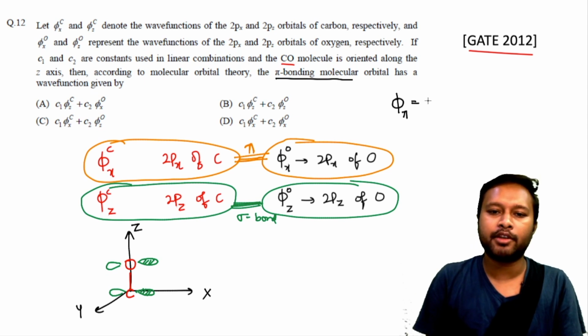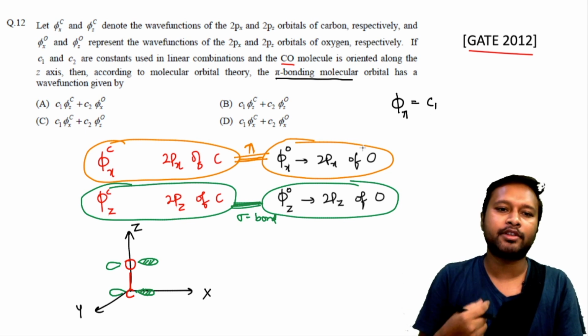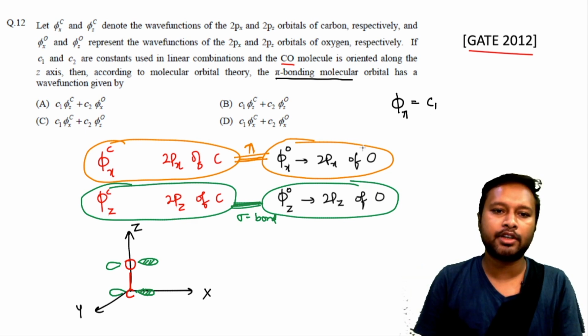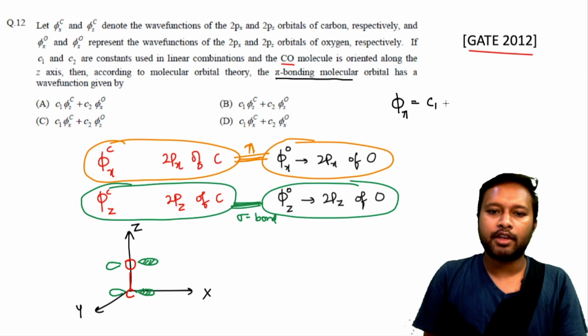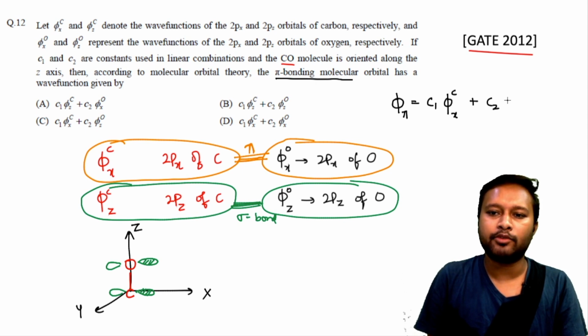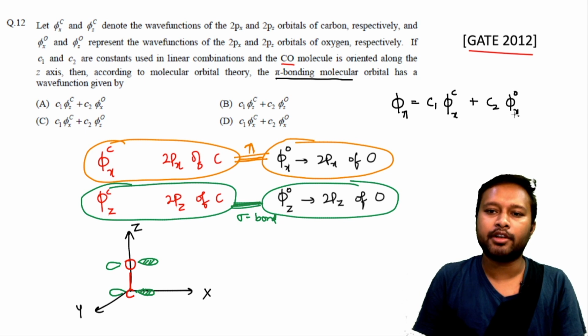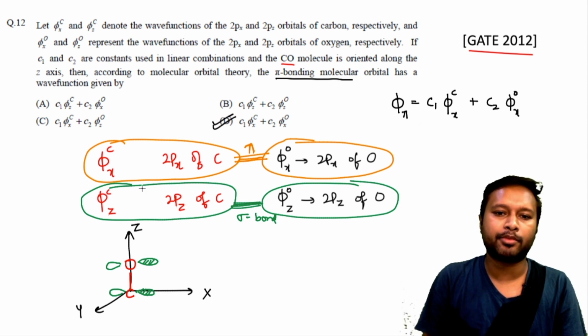Which orbitals will be there? Obviously C1 you will write down, because that is a linear combination coefficient. So let's write down C1, and then which orbital? phi x of carbon, that means the x orbital of carbon, plus C2 phi x of oxygen. So the x orbital of carbon and the x orbital of oxygen both linearly combine to form a pi bonding orbital. So that's how option D is correct.